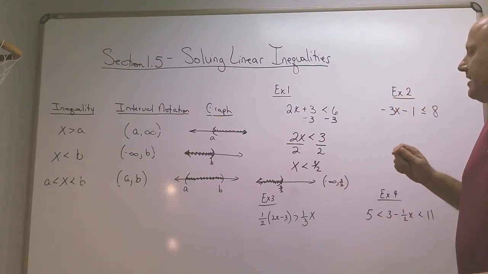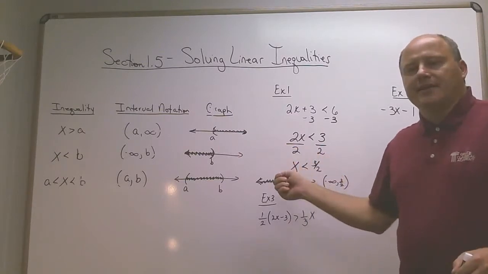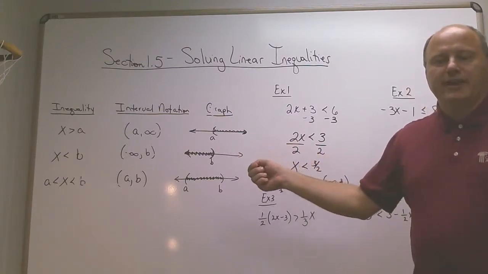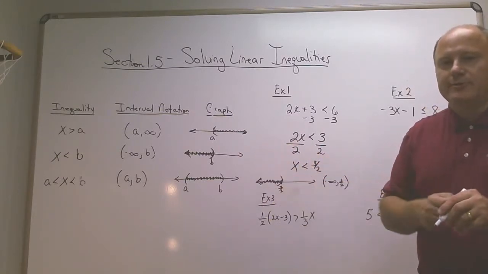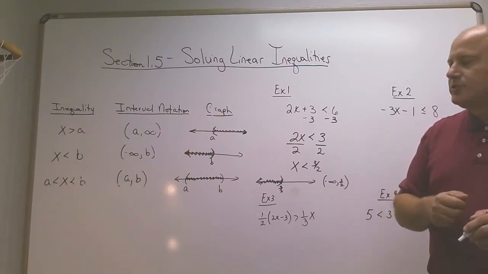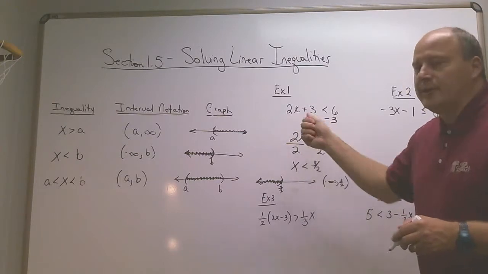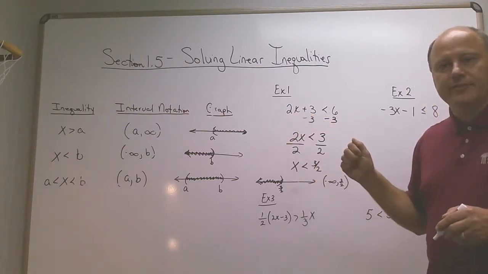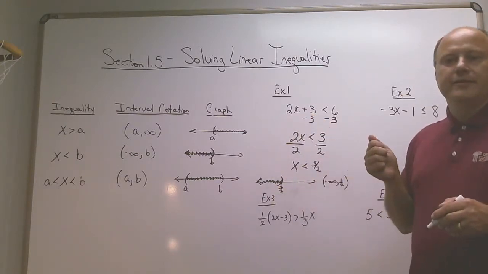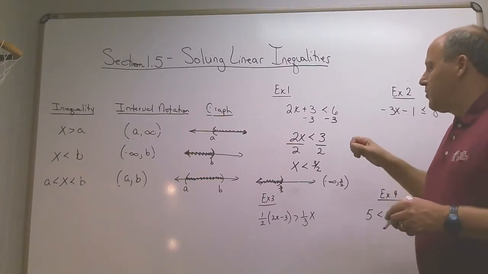Basically, any number on the left side of 3/2, like 1, 0, -1, would be solutions, and all the numbers in between. So all those numbers would be solutions. But if you take a number over here on the right side, like 5, and you try to put 5 back in here, it would not work because it's not in the interval. It's not on the graph either. So that's what you're doing.